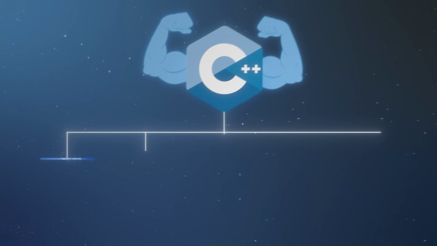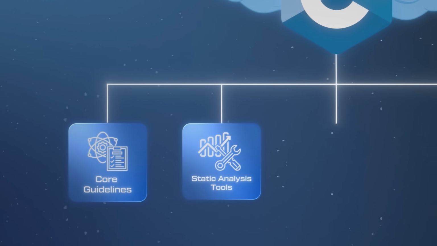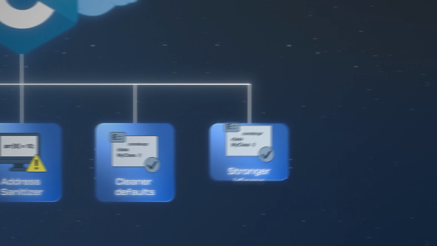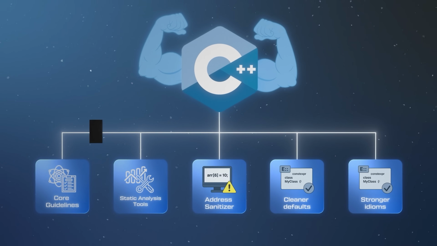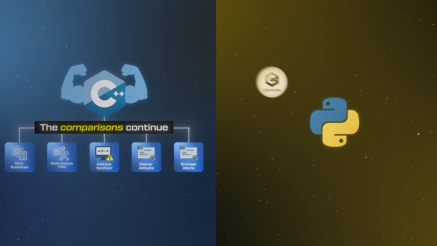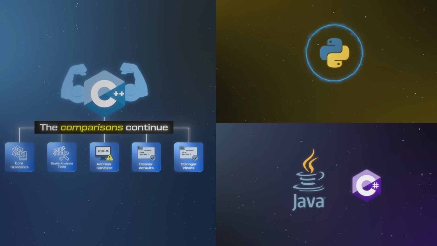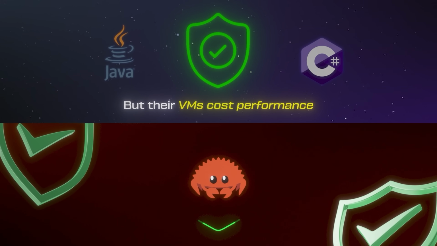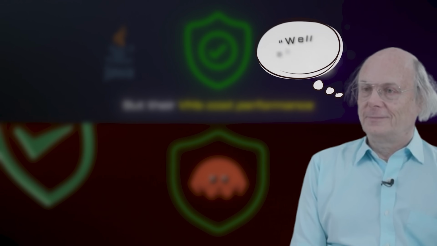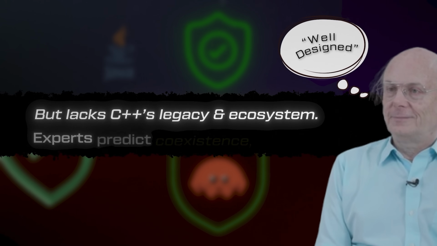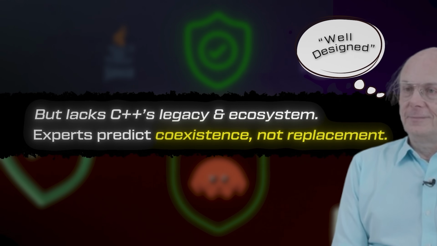Again, efforts intensify. The C++ Core Guidelines, static analysis tools, address sanitizers, cleaner defaults, stronger idioms. And still, the comparisons continue. Python is easier, but its speed comes from C++ libraries. Java and C# are safer, but their VMs cost performance. Rust enforces safety, and Stroustrup praises its design, but it lacks C++'s legacy and ecosystem. Experts predict coexistence, not replacement.